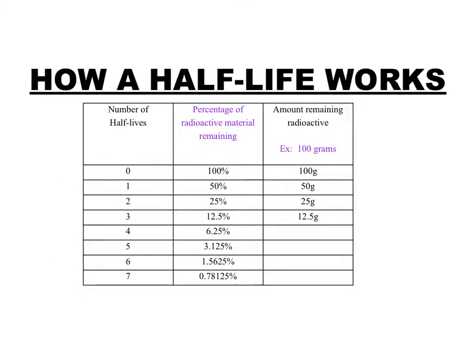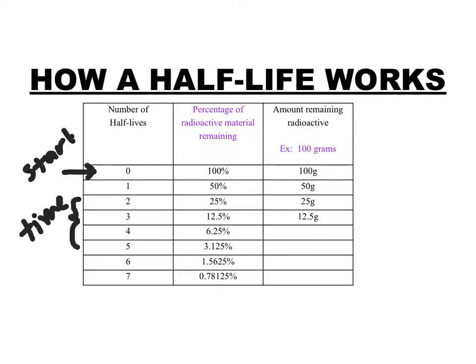Okay, so like we've mentioned, a half-life is the amount of time that it takes for a radioactive sample to decay half of its radioactive material. So when we look at a chart like this, the number of half-lives is always going to be whole numbers: 0, 1, 2, 3, 4, 5, 6, 7. 0 represents the start, like when you start, this is how much you have. From 0 to 1 and 1 to 2, those are going to be given an amount of time.